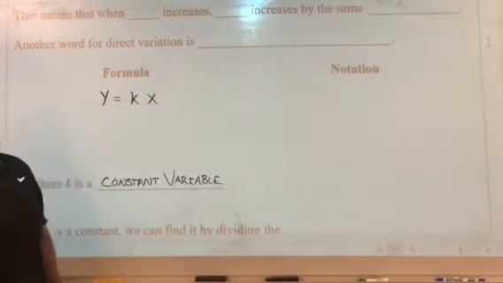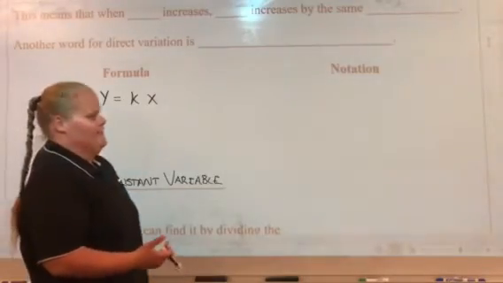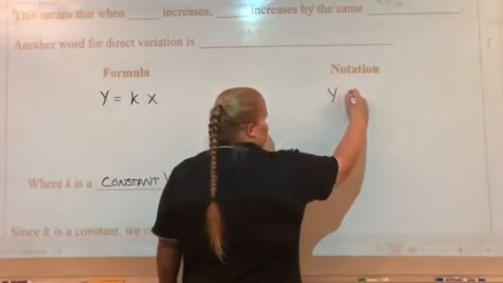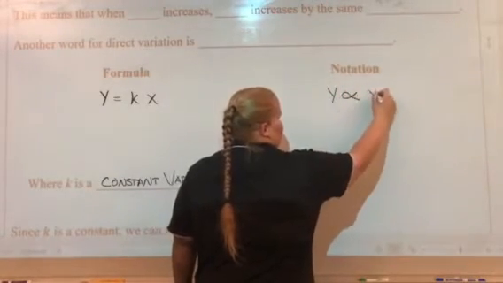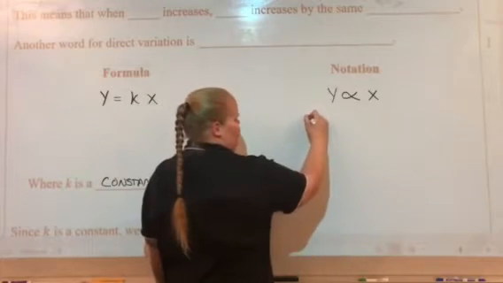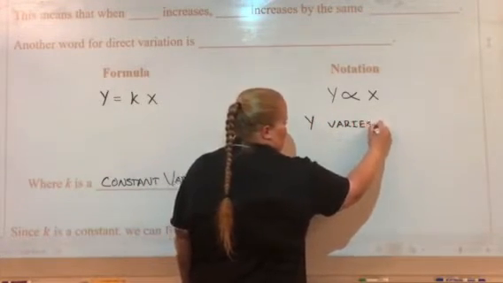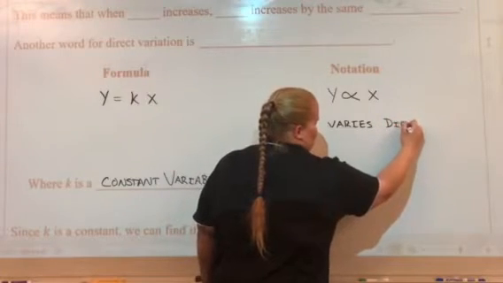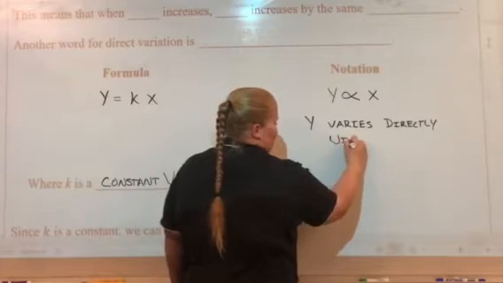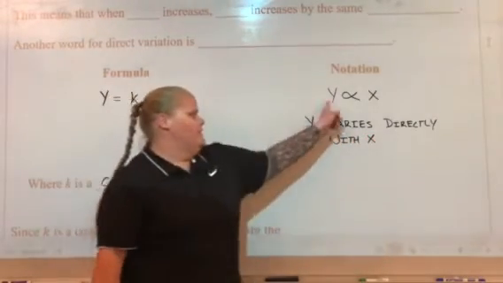The notation for direct variation is y varies directly with x. What this means in words is y varies directly with x. That's what this symbol means.